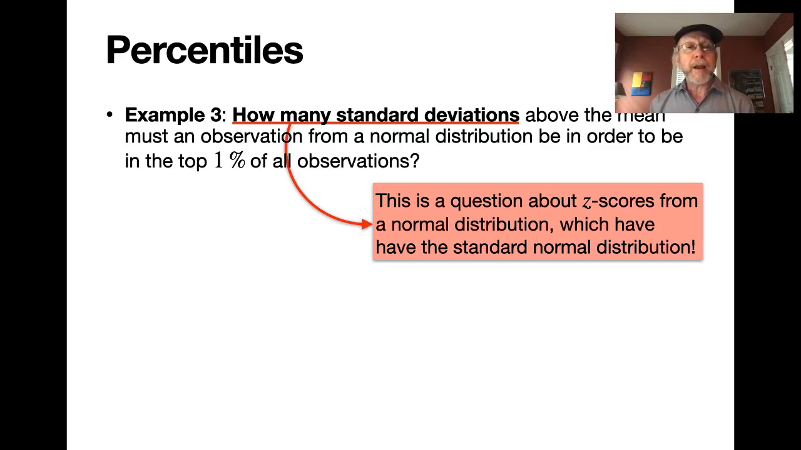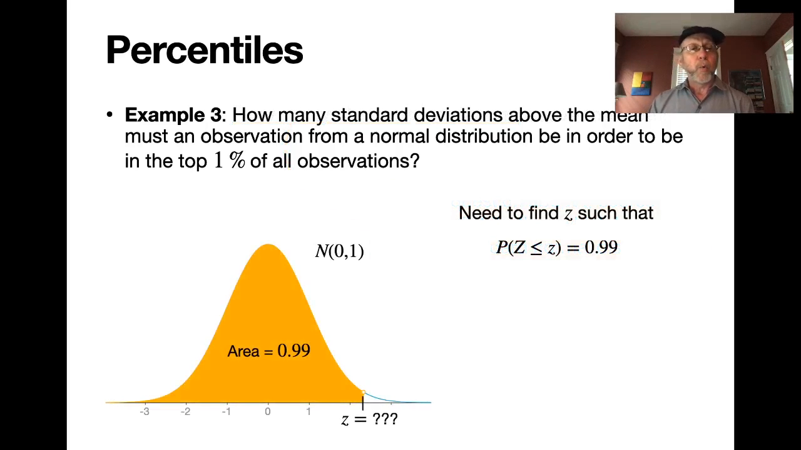When we're asking about how many standard deviations are required, that's really a question about z-scores, right? Because the z-score measures the number of standard deviations. And we know that the z-score follows a standard normal distribution. So this is really a question about the standard normal distribution. We want to know what value of z has a left tail area of 0.99, right? Because that would make the right tail the top 1%.